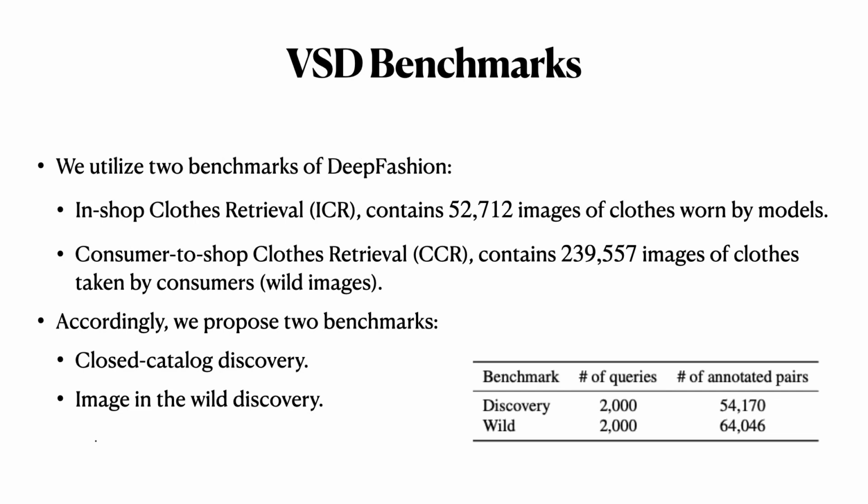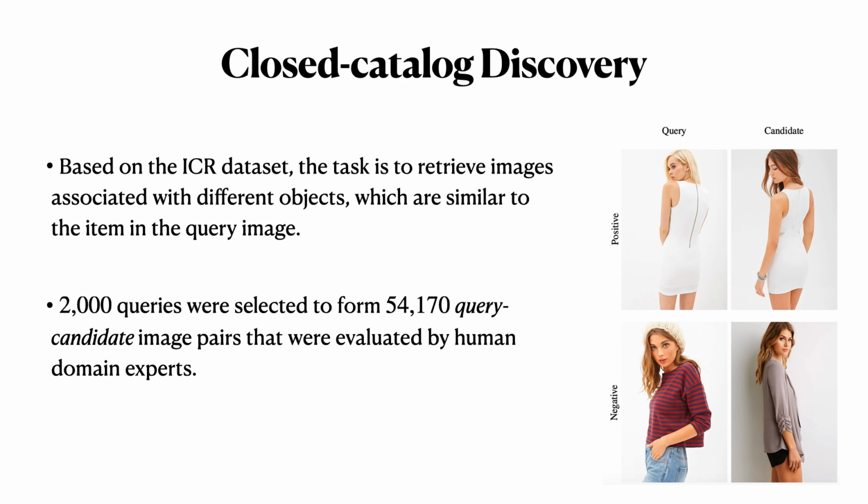So in our paper, we propose two benchmarks. We utilize the DeepFashion dataset with both its In-Shop Clothes Retrieval and also the Consumer-to-Shop Clothes Retrieval. The first benchmark is the closed catalog discovery, and the second one is the image in the wild discovery. Closed catalog discovery is based on the in-catalog datasets, and the task is to retrieve images associated with different objects, which are similar to the item of the image query. We randomly selected 2,000 queries to form more than 50,000 query candidate image pairs that were evaluated by our domain expert.